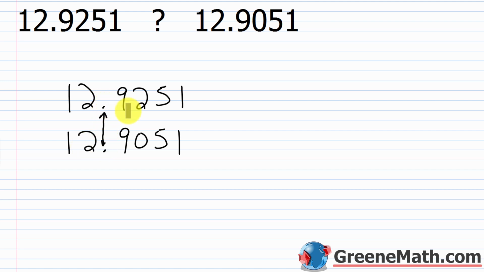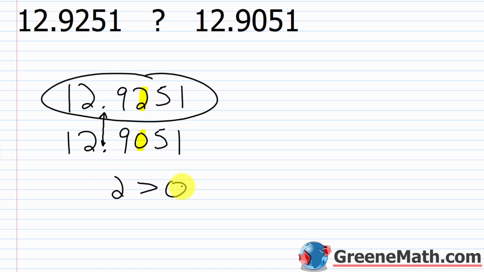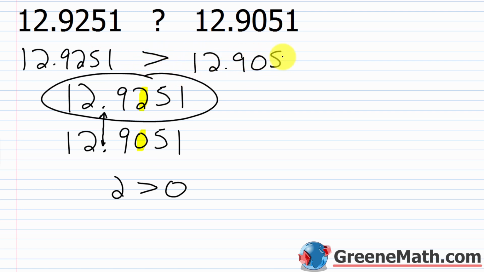So we're going to move on past this decimal. We have 9 and 9, and then we have 2 and 0. So once I see something that's different, again, whichever is the larger digit belongs to the larger number. So this number is going to be bigger because 2 is greater than 0, right? And those numbers are in the same position. So that tells me that 12.9251 is going to be greater than 12.9051. And again, the reason for that is everything is identical until we get to this 2. This 2 that's in the hundredths place is bigger than this 0 that's in the hundredths place for that number.